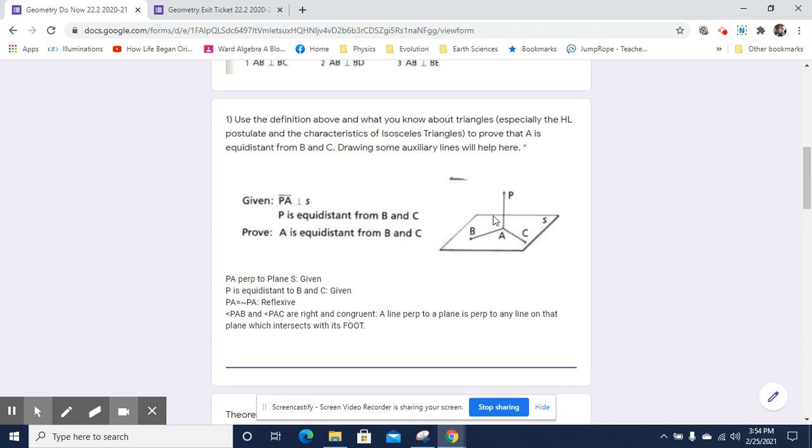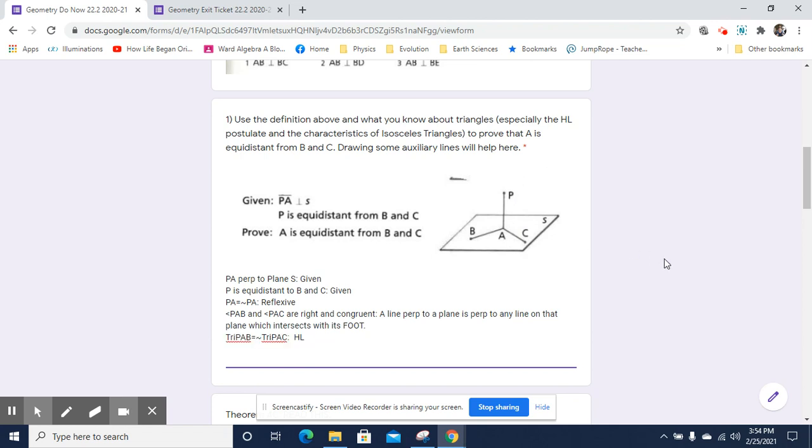Now, PAB and PAC, these angles here are both right angles and congruent because a line perpendicular to a plane is perpendicular to any line on that plane that intersects with its foot. And A is the foot of PA. It's where it intersects plane S. And BA and CA are lines that intersect with PA at its foot. So therefore, they are perpendicular to PA. And perpendicular means right angles.